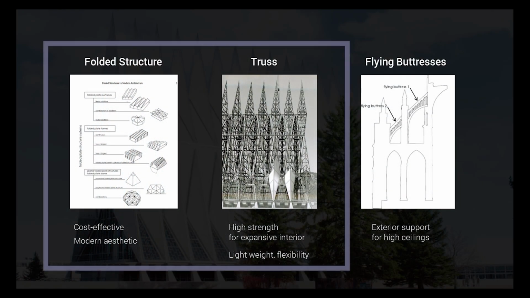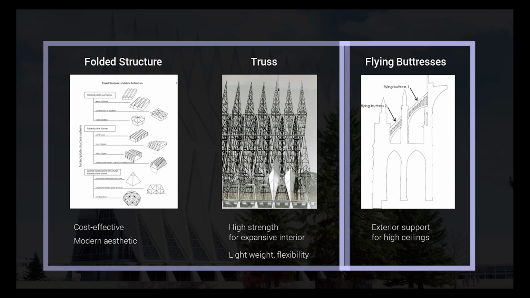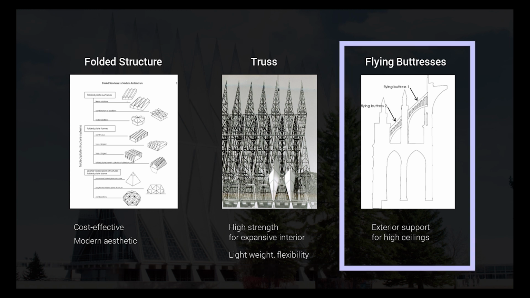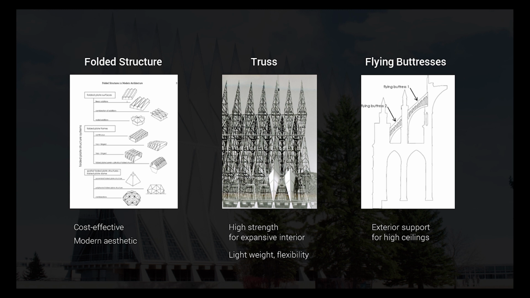Today, we explored two of the three structures applied to the Cadet Chapel. Next week, we'll explain the remaining one, the flying buttress, and conduct a simple load simulation using these three structures. Then, the following week, we'll explore the construction methods used to implement these structures.